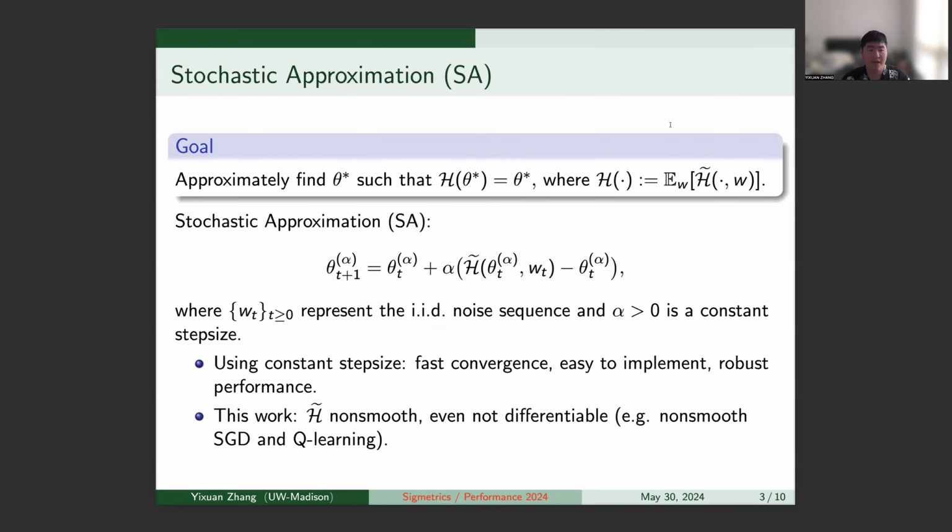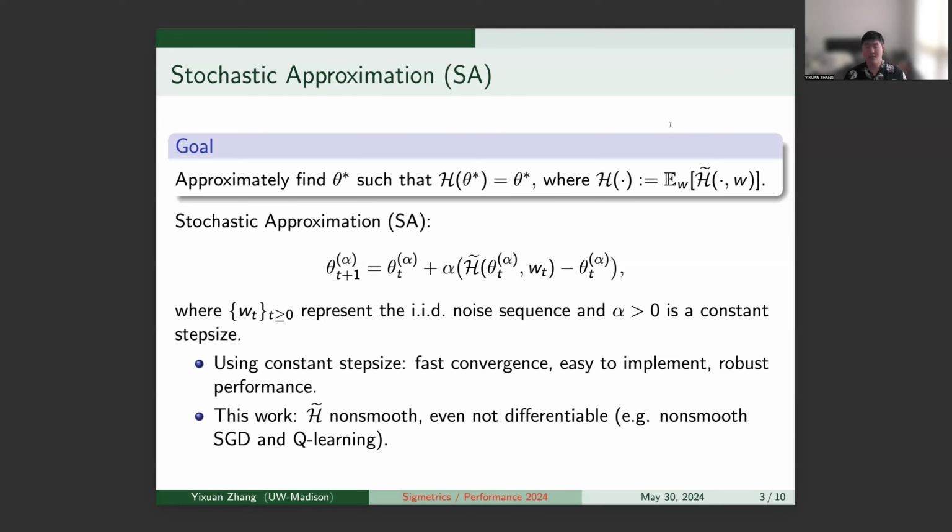So in this work, we focus on stochastic approximation, which aims to approximately find the fixed point defined by the function h. The algorithm iteratively updates theta using a noisy observation of the function h. Here we use W to denote the IID noise, and we use a constant step size for the iteration. The reason is that a constant step size leads to a fast convergence rate, and it is easy to implement because there is only one parameter, alpha, that needs to be tuned, and it always has robust performance. In this work, we focus on the case where h of theta can be non-smooth, even not differentiable with respect to theta.